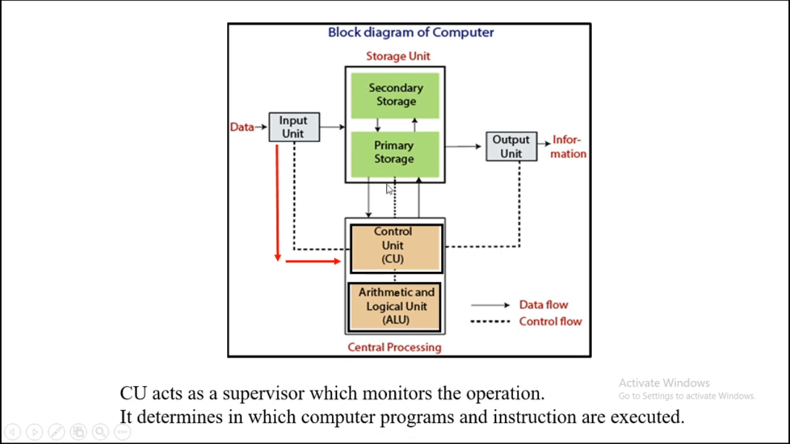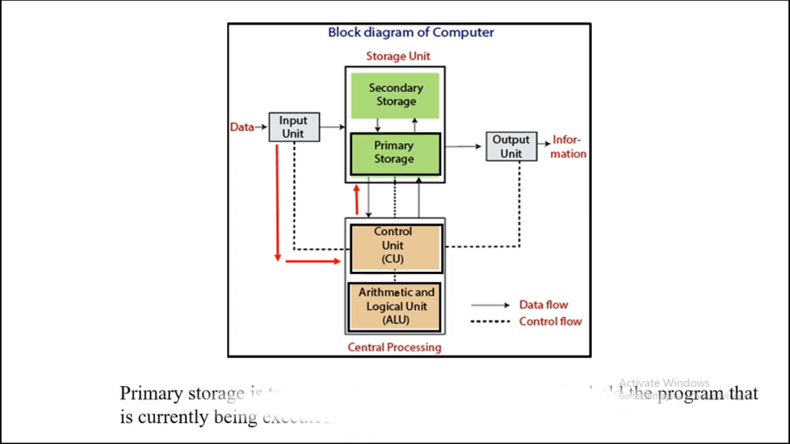So if you see this memory unit, there are two types. First is primary storage and second is secondary storage. Now, primary storage stores and provides fast access. It is nearer to control unit and it is temporary in nature. It is generally used to hold the program that is currently being executed. Data gets lost when computer is switched off. It's temporary in nature.